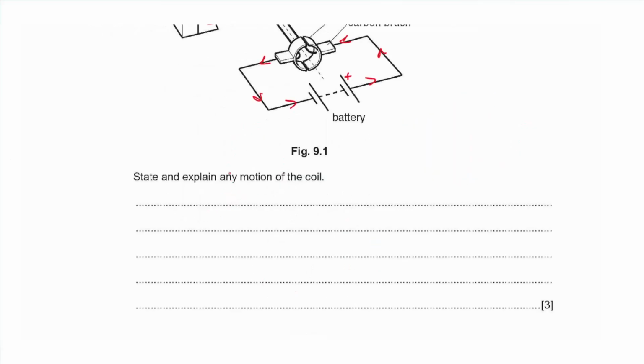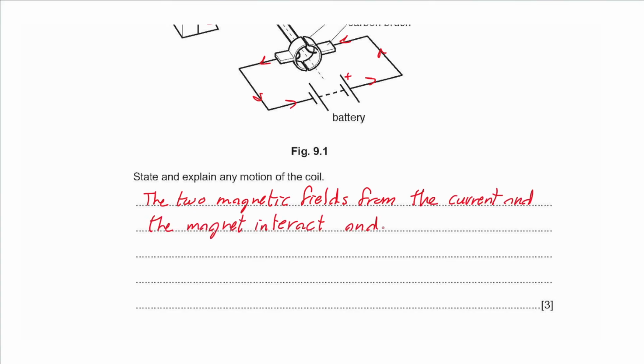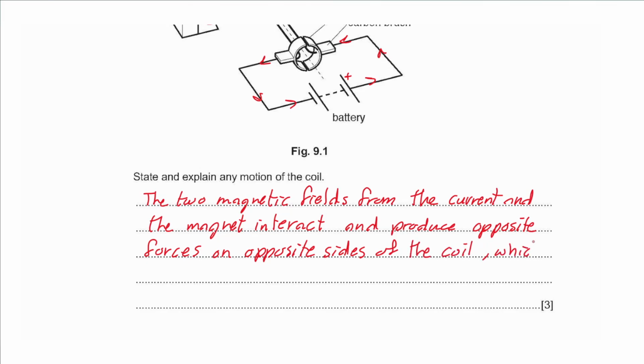So in the explanation we have a lot of marks, so we first explain why there is a force in the first place. We say that the two magnetic fields from the current and the magnet interact and produce opposite forces, upwards and downwards, on opposite sides of the coil. This is called a couple, which causes the coil to turn due to the moment or the torque, and then we say the direction is clockwise.